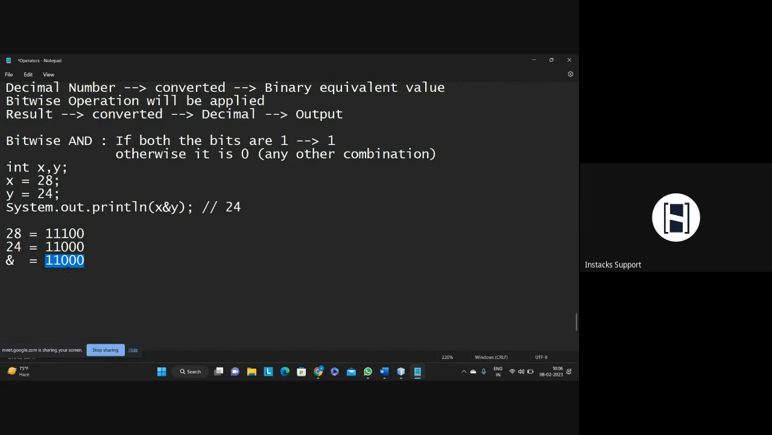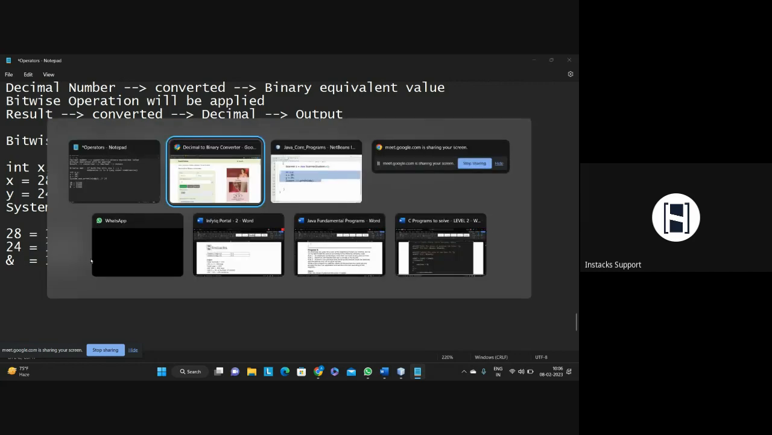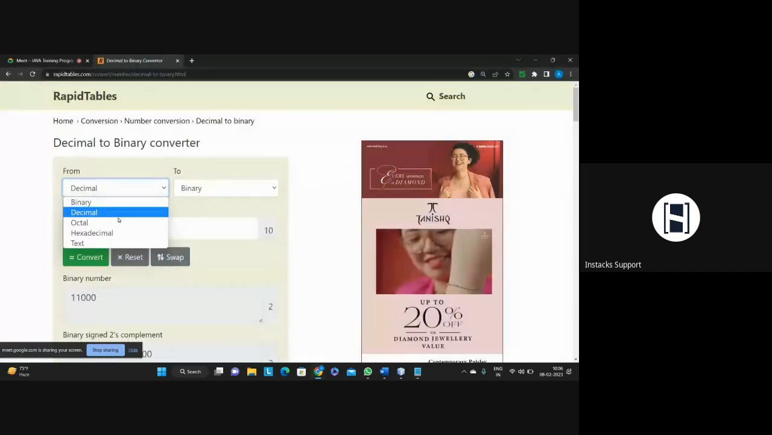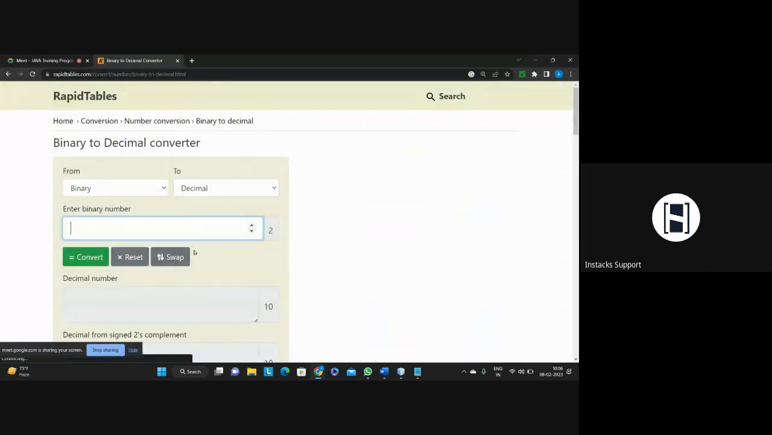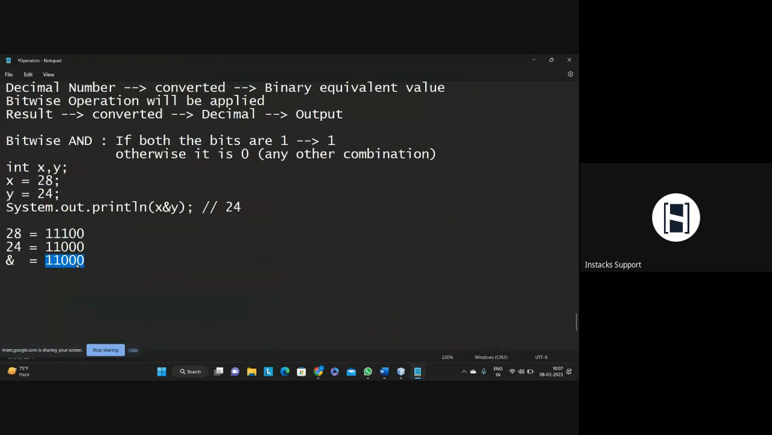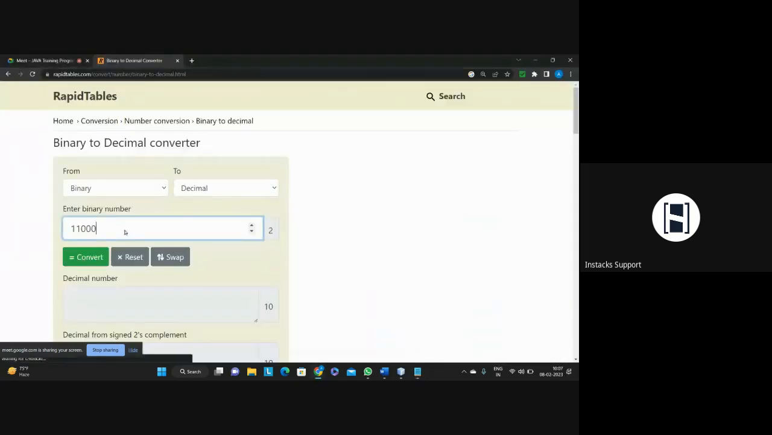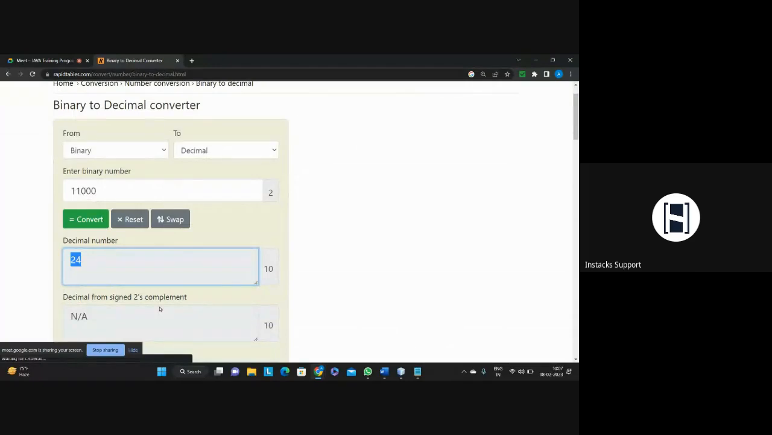Now 11000, what is it similar to? I have a doubt, convert it. I have a binary number and I want to convert that into a decimal number. What is the value I have given here? 11000. Convert. See what is the number you're getting? 24. So that is your output. That is what you got as the output. So that is how your bitwise operator is going to be working.